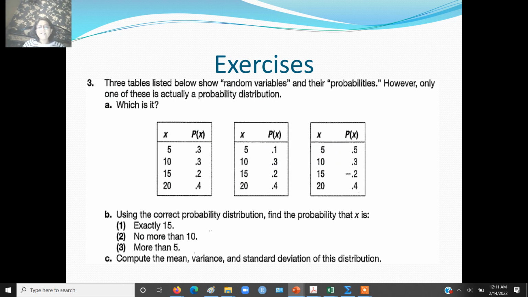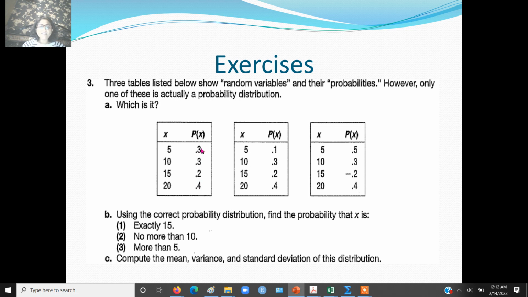Next we have another interesting exercise where they are saying that we are given 3 types of distributions and we have to check which one of these is a proper probability distribution. If you look at the third one, you see one of the probabilities is negative, which is impossible. Probabilities can never be negative. So this third one is not a probability distribution. If you look at the first and the second one, all the probabilities are positive, but we need to check whether the sum of the probabilities is 1 or not.